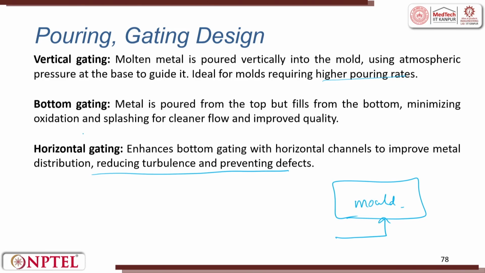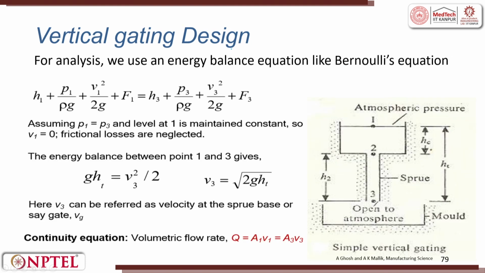So, bottom it goes up and horizontal is like this. Top is from the top, right? Vertical gating system. So, for a vertical gating system, let us now try to find out what will be the velocity with which it is done. So, we always have to use two simple equations, Bernoulli's equation and continuity equation.